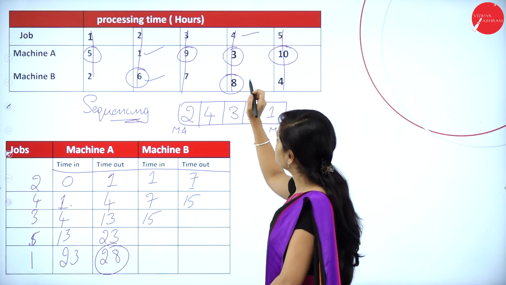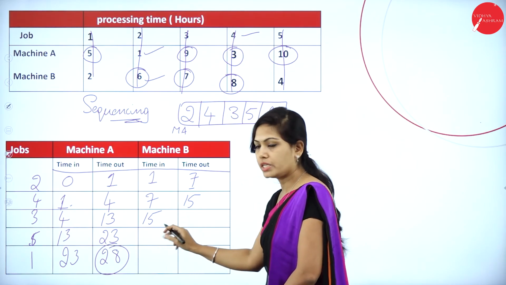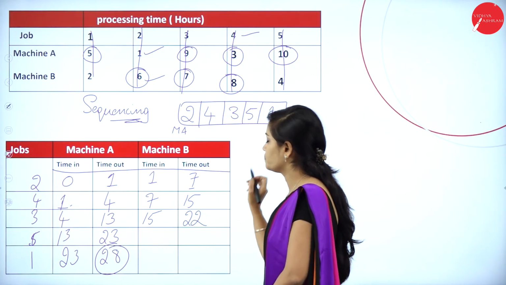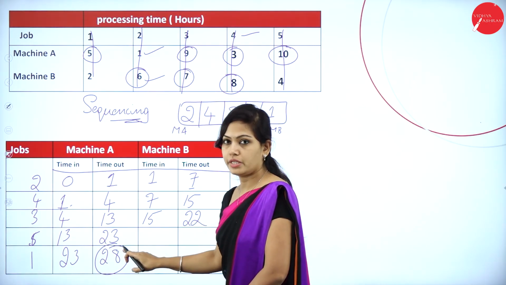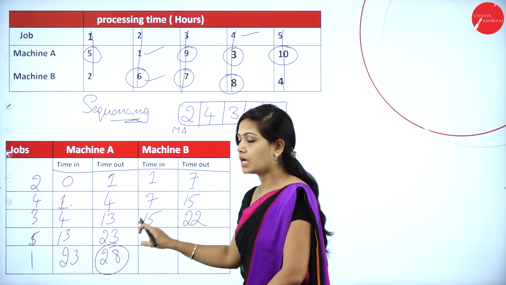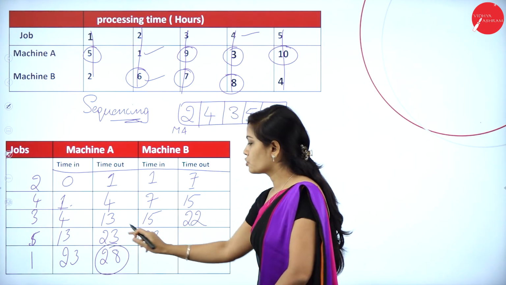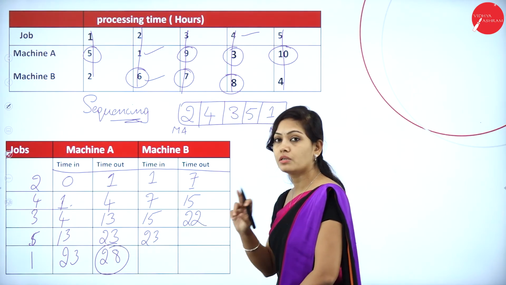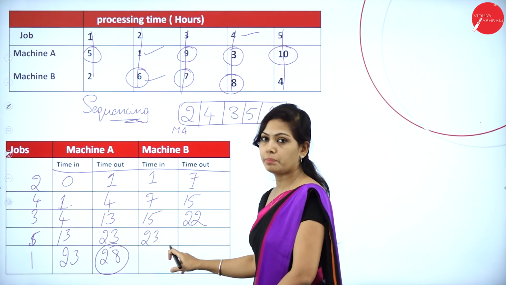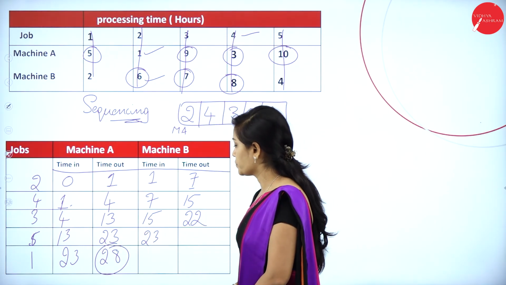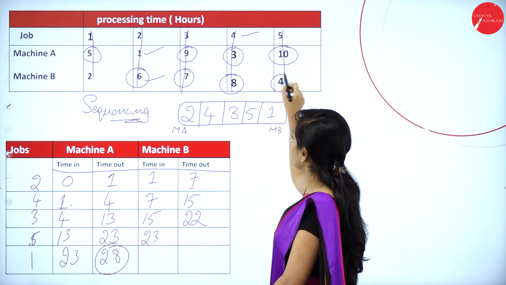And job 3, processing time on machine B is 7. So 7 plus 15 is 22. Now listen carefully. 22 and 23. So among this, highest value is 23. So 23 minus 22 is 1. So 1 hour is wasting from coming to the machine A to machine B. 1 hour is wasting.